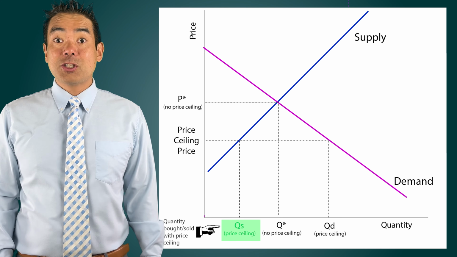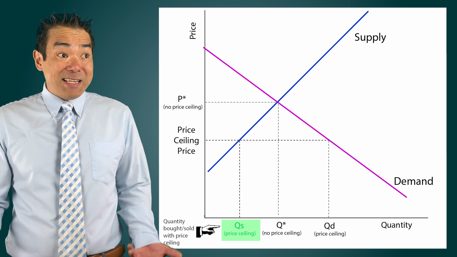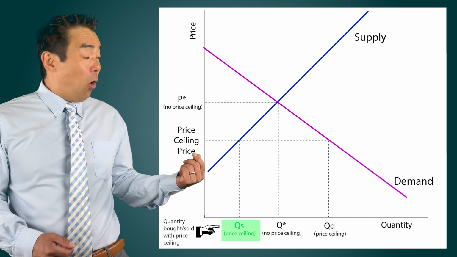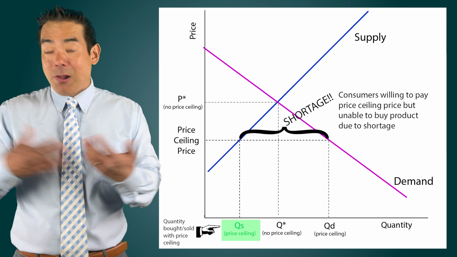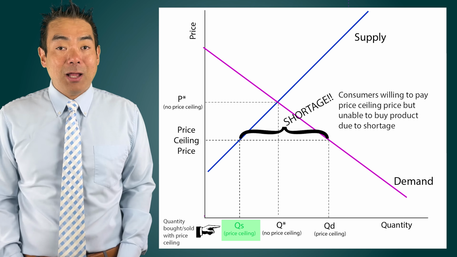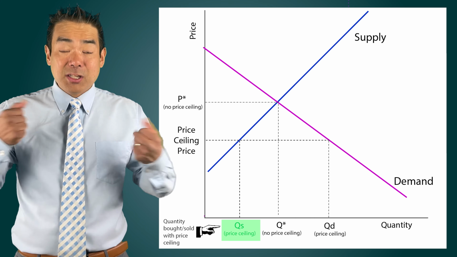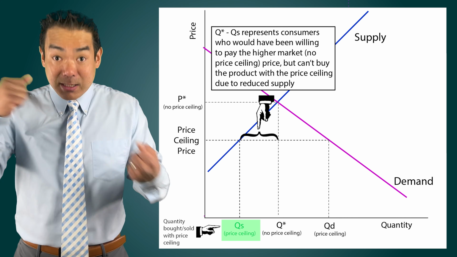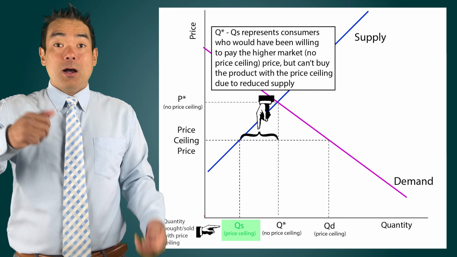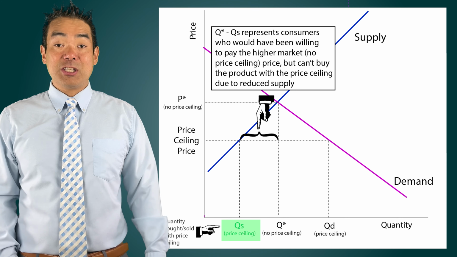But are all consumers made better off? Clearly no, right? There's a whole bunch of other consumers who are willing to buy the product at this lower price, but now they can't get their hands on it because supply is simply not enough. Even worse, there's a group of consumers who are willing to pay a higher price than the price ceiling to get the good or service, but they still aren't able to get it due to the shortage that is created.